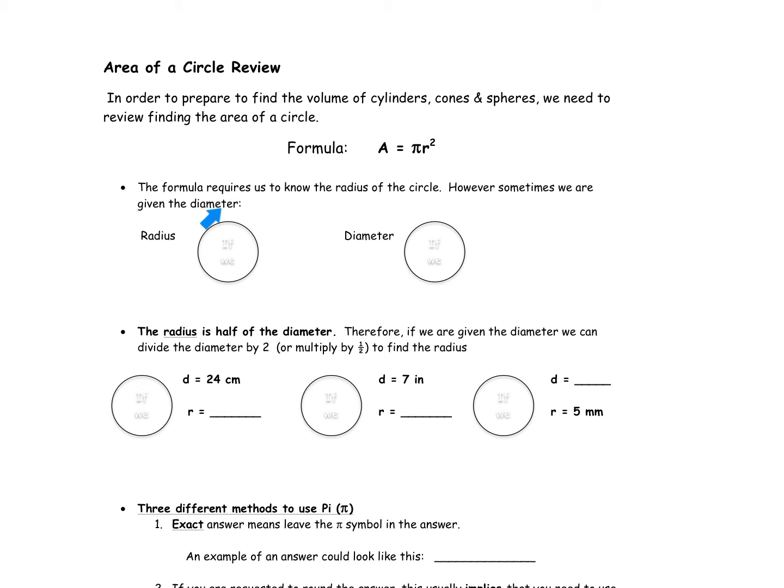So the formula requires us to know the radius of a circle. However, sometimes we're given the diameter. And would you please just ignore if something is showing up in the circle? I didn't realize that was there when I copied it.